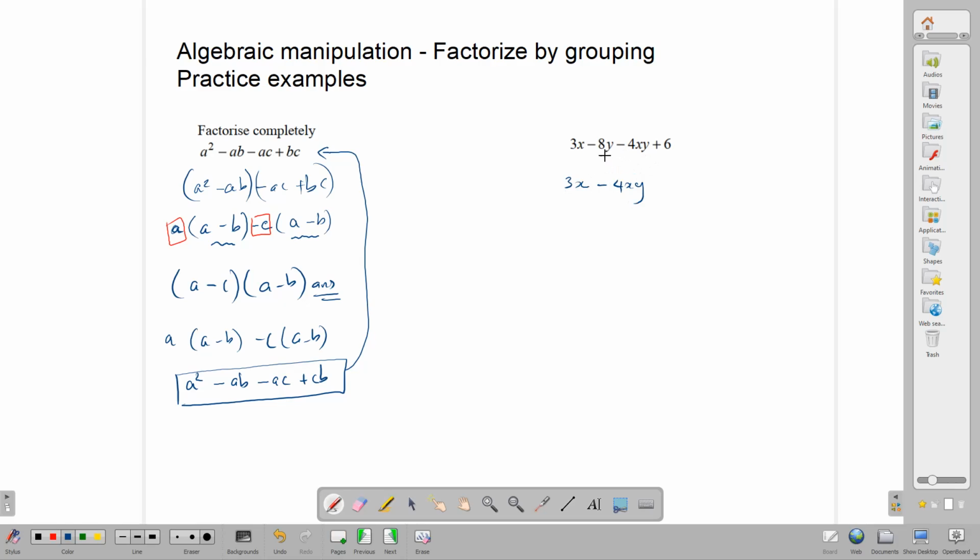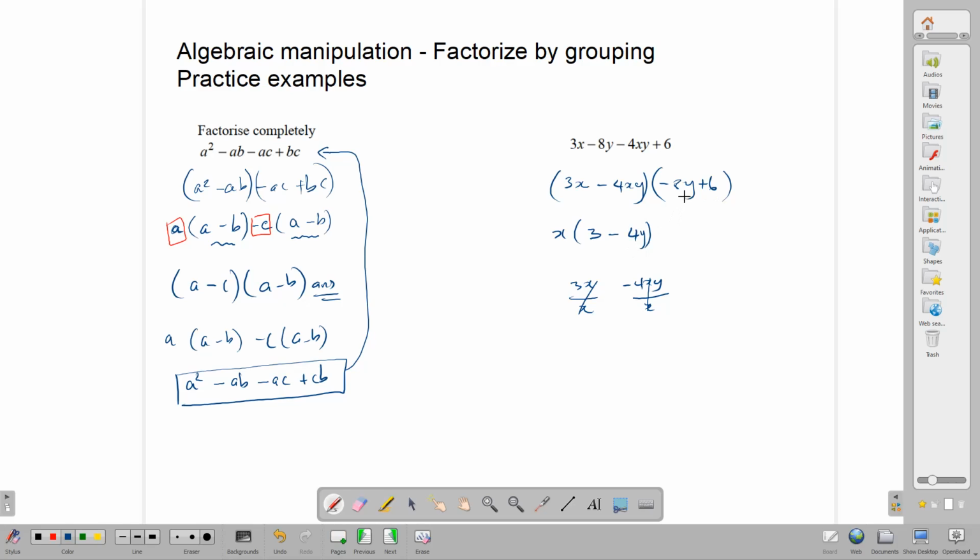And I'm going to group the minus 8y with the 6. Now, for this group, the common factor here would be x. So I'll take out the x. I'm going to divide 3x by x. That gives us 3. I'm going to divide the minus 4xy by x, and that gives us minus 4y.